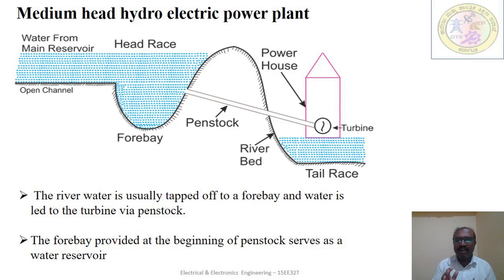In this power plant, the river water is usually tapped off to the forebay on the bank of the river. From the forebay, the water is led to the turbine through the penstock. The forebay is provided at the beginning of the penstock and serves as a water reservoir for this type of plant. A forebay is used for medium head hydroelectric power plants. It works as a surge tank. This plant uses either a Kaplan or Francis turbine.